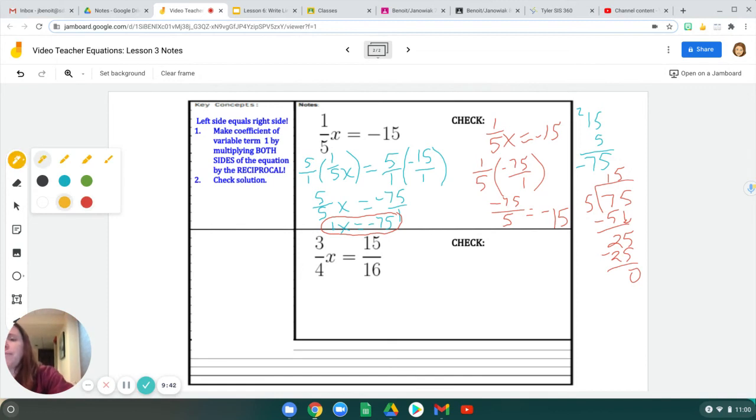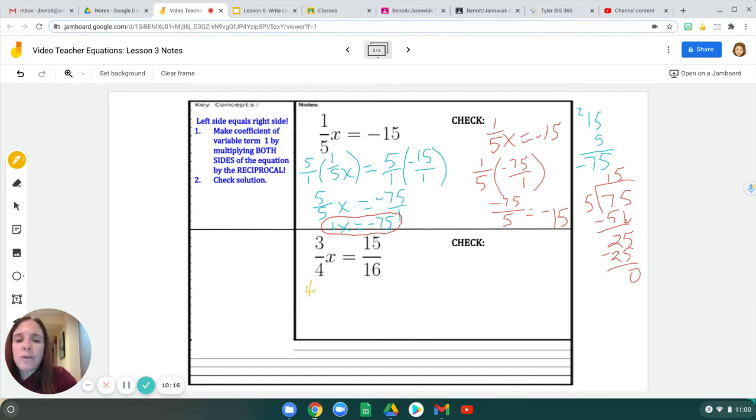Get a different color here. 3/4 times x equals 15/16. Now what you're going to notice on this one is it's all rational numbers. We have a rational coefficient on our variable x, and we have a rational number on the right side of the equal sign. All right. Well, our coefficient is what we take the reciprocal of. So which is our coefficient, 3/4 or 15/16? If you said 3/4, you are correct because that is attached to the variable x.